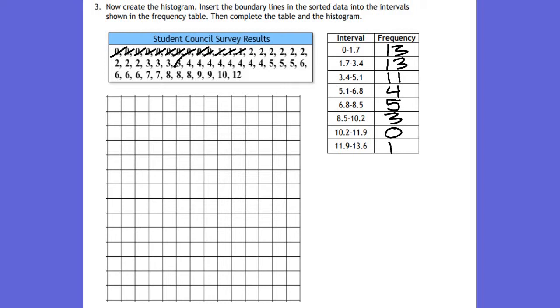Okay, now I need to create my histogram or bar graph. This bar graph's going to look a little different because these intervals aren't just one number, they're several numbers. So I first need to set up my graph. Can I count by ones and fit? What's my highest number there? 13? Use 1, 2, 3, 4, 5, 6, 7, 8, 9, 10, 11, 12, 13. Can I fit it? Count by ones? Yes, so I'm going to count by ones.